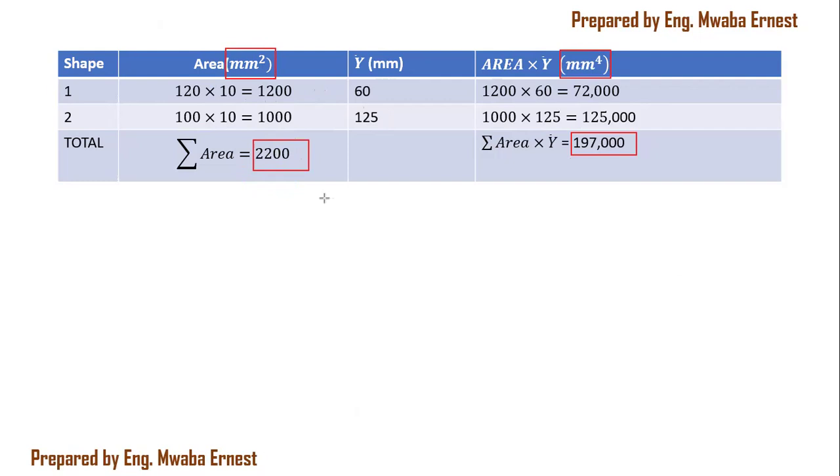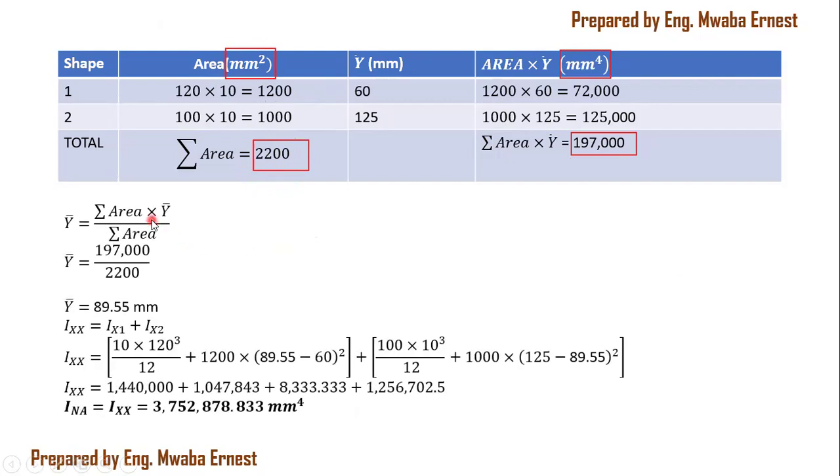Now with this, the first thing we're going to do is to find the neutral axis. The neutral axis, therefore, or rather the centroid for the whole shape, we have summation of area times y, divided by the total area, summation of the area. So summation of area times y is this one, which is 197,000, divided by the total area, 2,200. So divide by 2,200. So that now our answer is 89.55 millimeters.